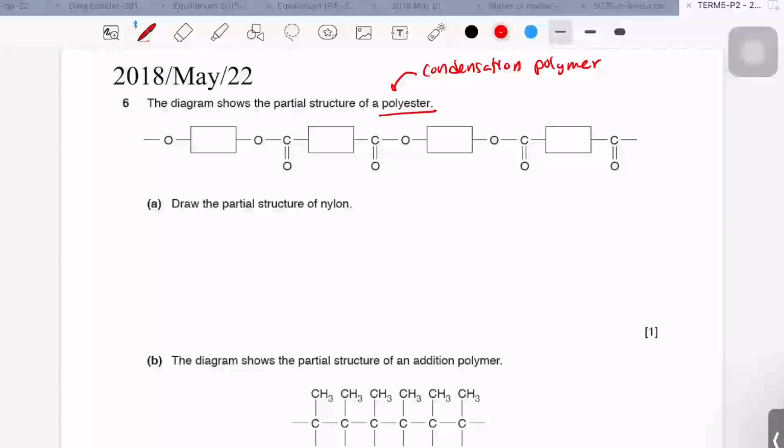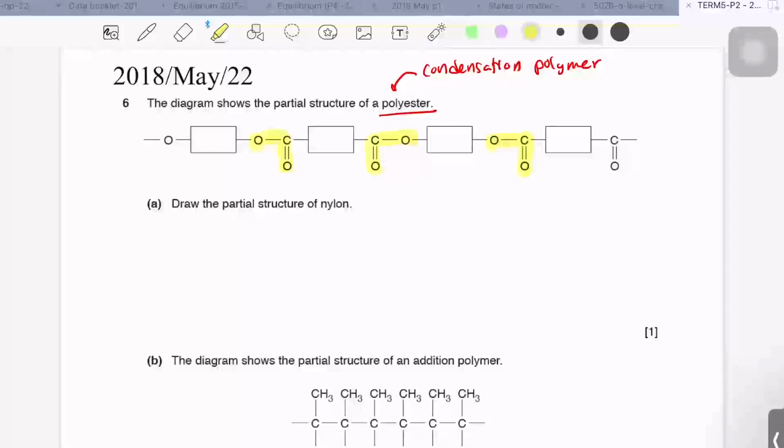Right, so they have given the structure of a polyester, and you can see these are the ester linkages. This is an ester linkage. This is an ester linkage. There we have another ester linkage. So many ester linkages are there in polyester. Poly means many.